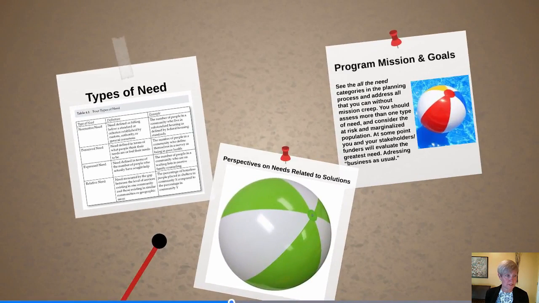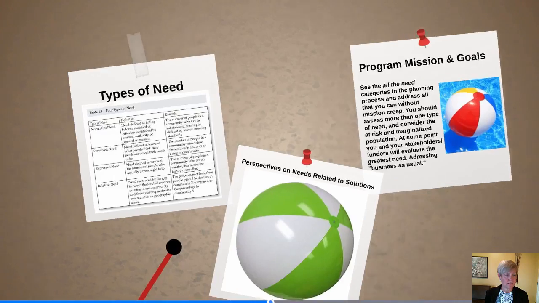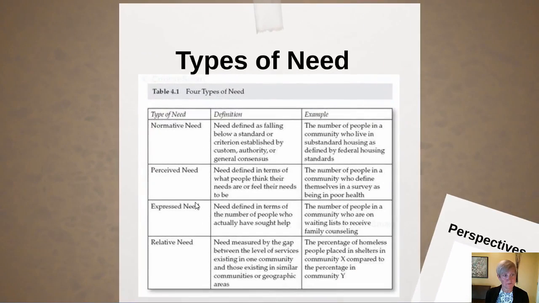A couple of other things discussed in this week's readings: the types of need and some of the perspectives. So let's take a look at the different types of need. In fact, most of this week's reading within the chapter is talking about this and providing you some examples. Normative, perceived, expressed, and relative.